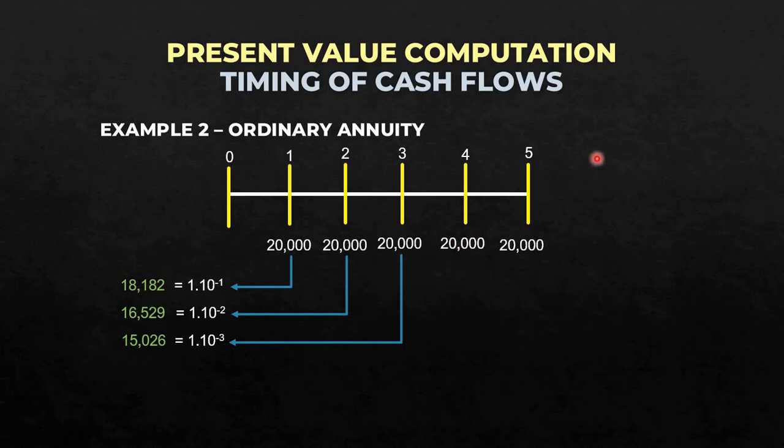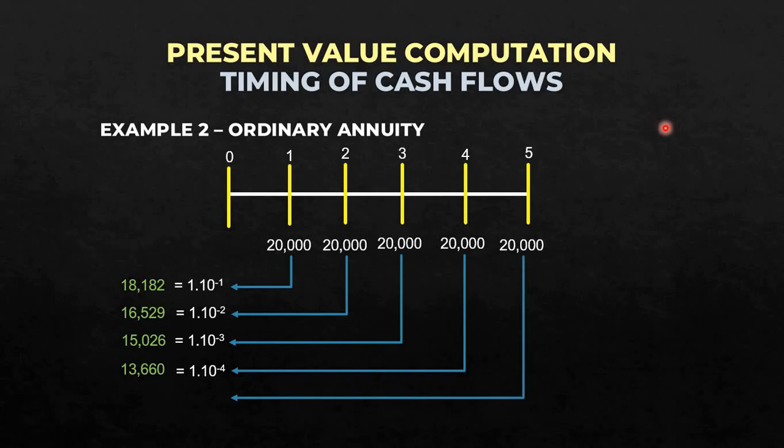Then, dun sa pang-apat, same procedure. 20,000 times 1.10 raised to negative 4, that is 13,660 pesos. Then, last, doon sa panghuling cash flow, 20,000 pesos, that is 20,000 pesos multiplied by 1.10 raised to negative 5. Negative 5 siya kasi limang compounding period ang dadaanan niya bago mo ma-receive yung 20,000 pesos na iyan. At pag minultiply natin, ang sagot ay 12,418 pesos.